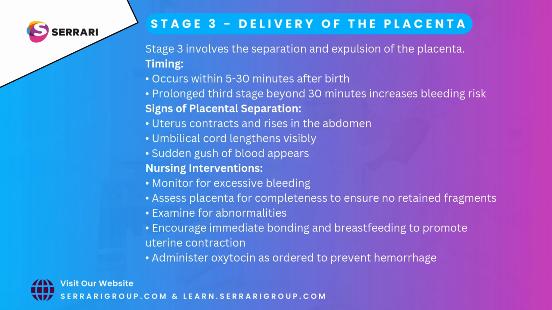Nursing interventions: monitor for excessive bleeding. Assess the placenta for completeness to ensure no retained fragments. Examine for abnormalities. Encourage immediate bonding and breastfeeding to promote uterine contraction. Administer oxytocin as ordered to prevent hemorrhage.